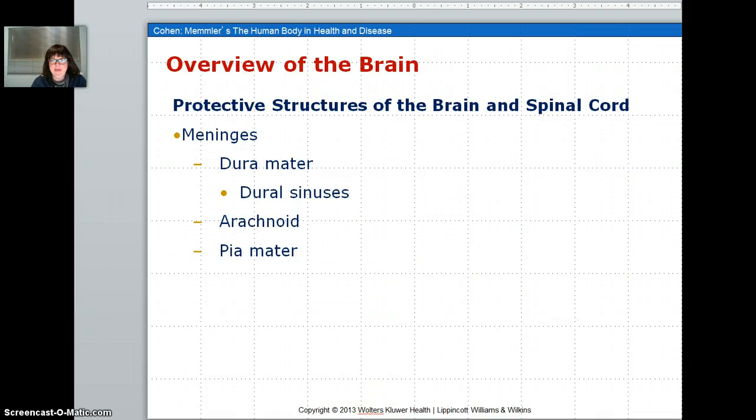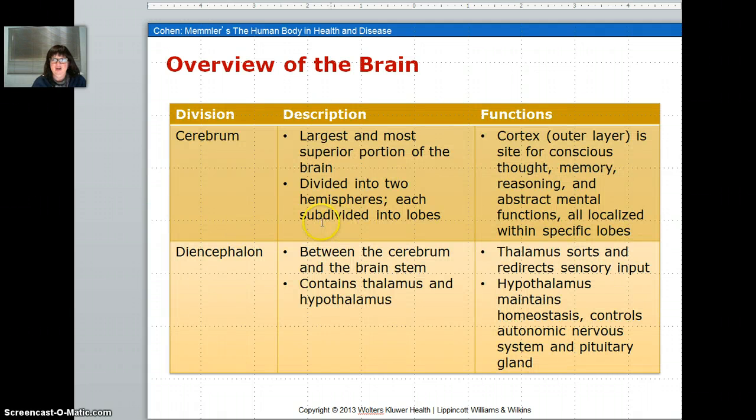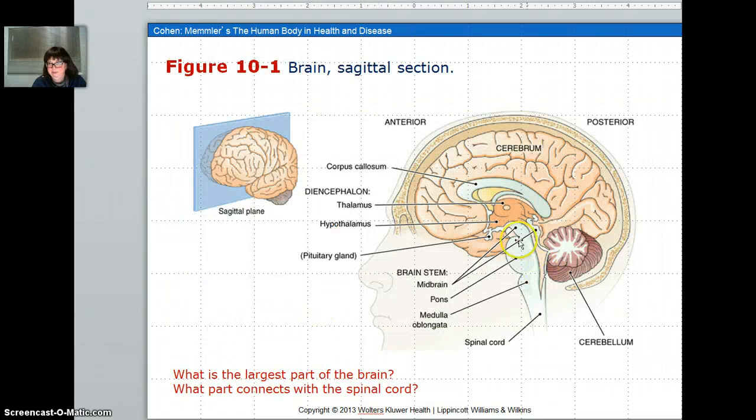Okay, when it comes to the brain and spinal cord, first off, let's go to the functions. Cerebrum is the largest, left and right hemisphere. There are cortexes that divide it. The diencephalon is where the thalamus and the hypothalamus are contained. The hypothalamus is usually used in the endocrine system because it communicates with the pituitary gland. Hypo means below, so the hypothalamus is below the thalamus, which is above it.